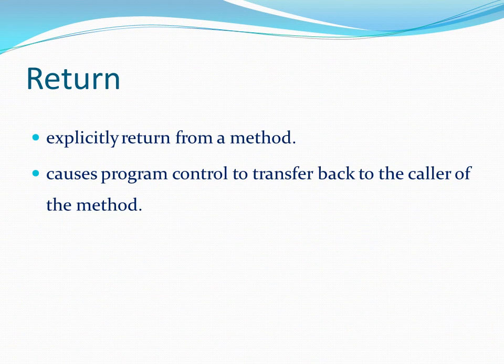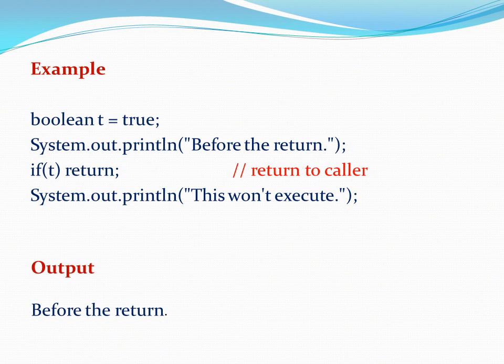Next one is return. It simply returns from the method and transfers the program control to the caller of the method. Here we see the example: boolean t value is assigned as true, and display the text before the return, and check if t, return. So if the t value is true, it returns from the method, and it will not execute the next display statement. See the output, it displays only before the return.